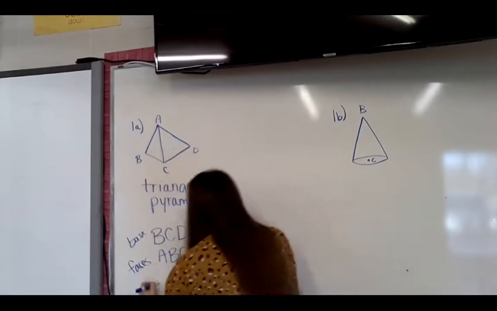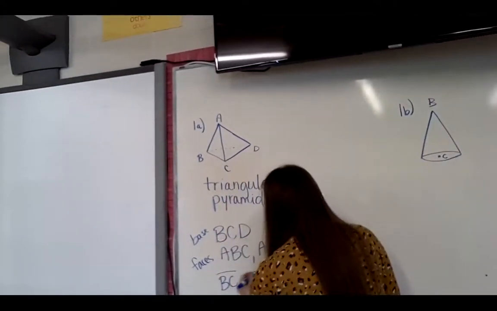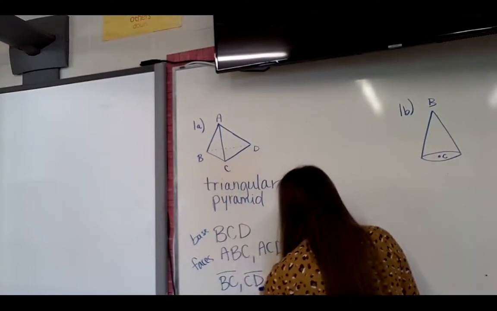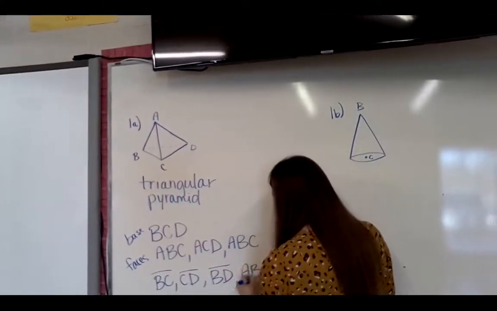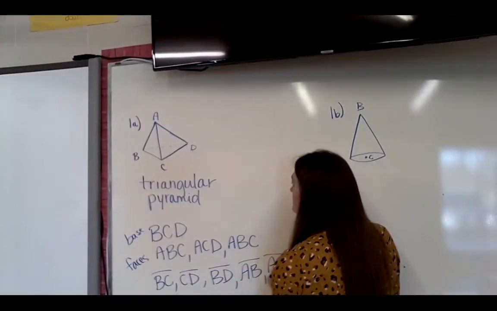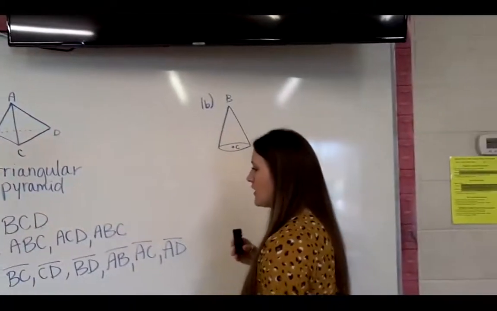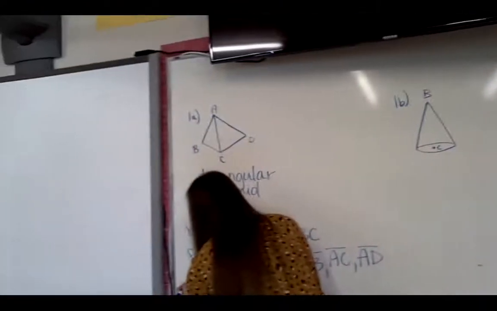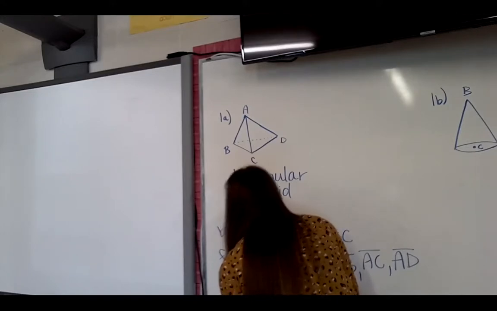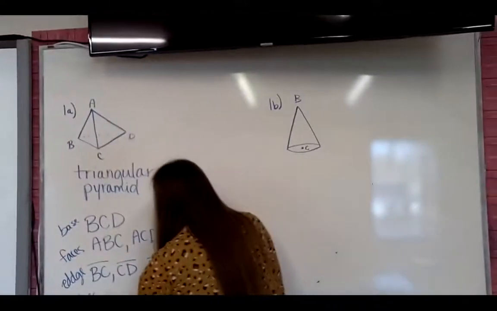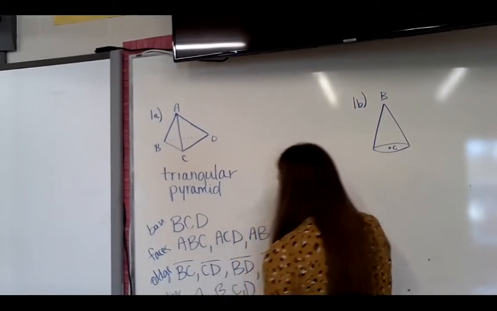Okay, edges would be anywhere that two flat surfaces come together to form a line. So I have BC, CD, BD, or DB. Then I have AB, AC, and AD. Okay, then that was edges. Now vertices. Vertices are anywhere that it comes to a point. So I have vertices A, B, C, and D.